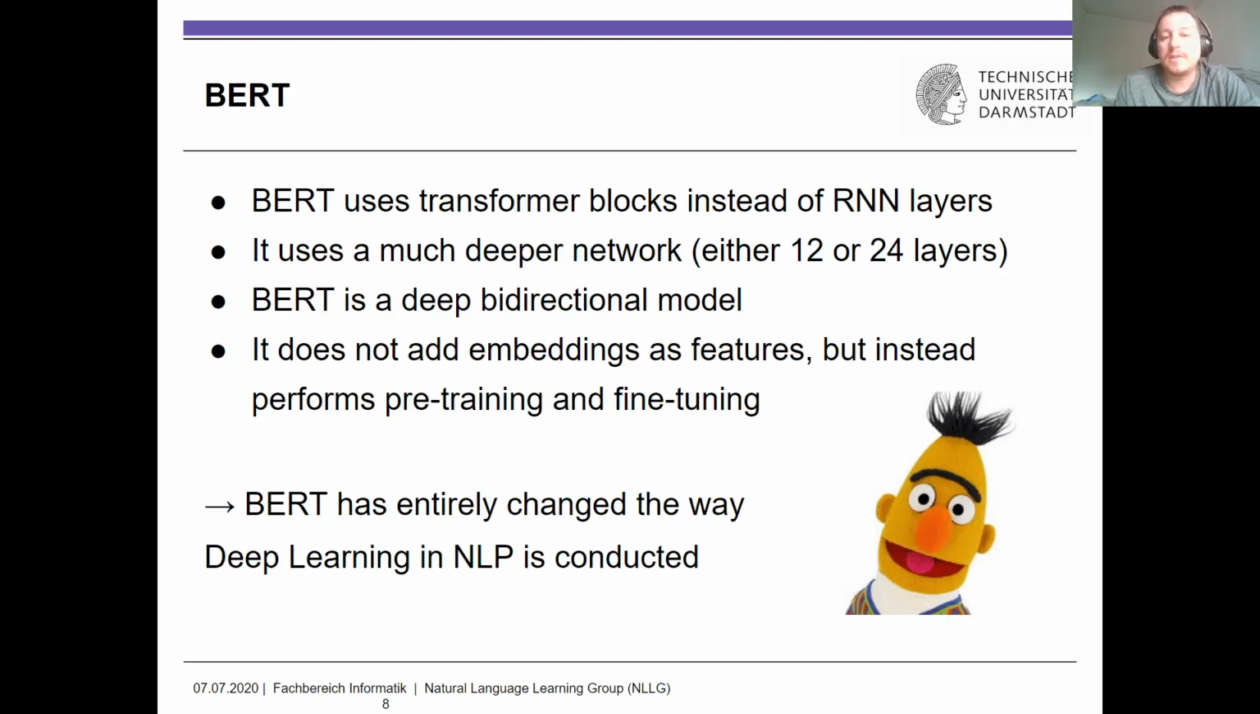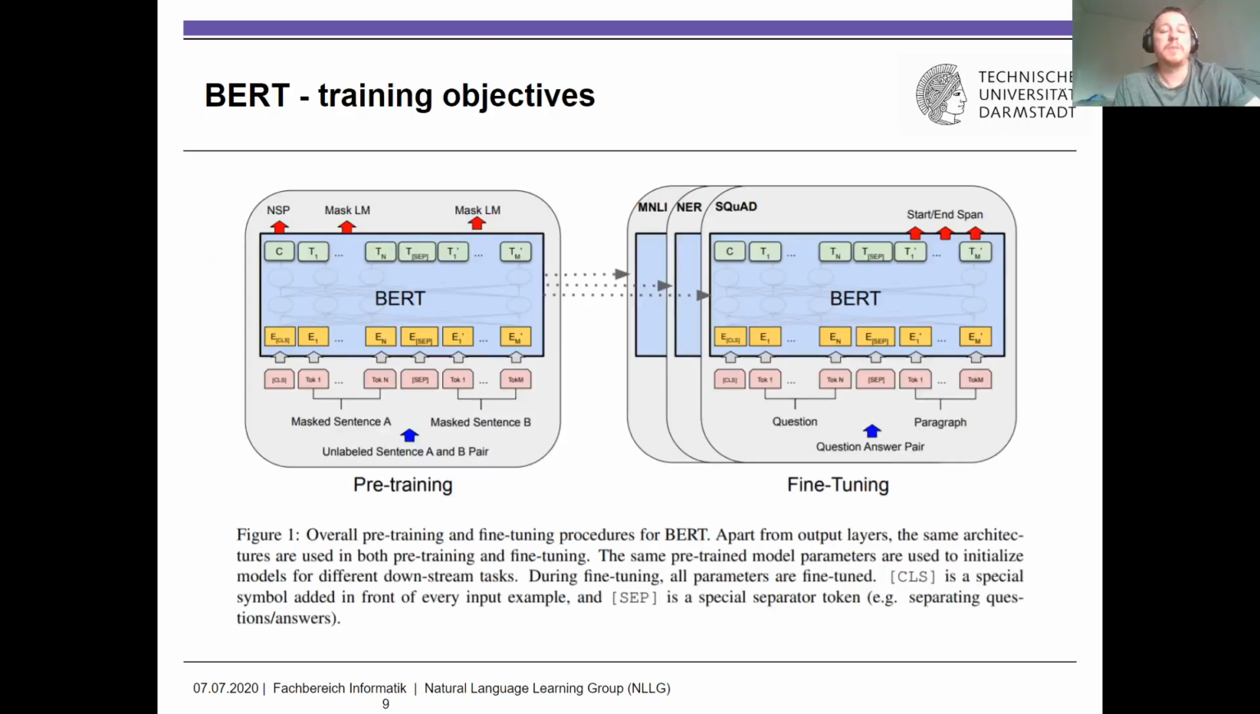BERT replaced the recurrent neural network with transformer blocks. It was a much deeper network which had either 12 or 24 layers, and it does not add the embeddings as features, but instead it works in the paradigm of pre-training and fine-tuning, meaning that you will not use the BERT embeddings and plug them into your architecture, but you will just fine-tune the BERT architecture. So which again was a major revolution.